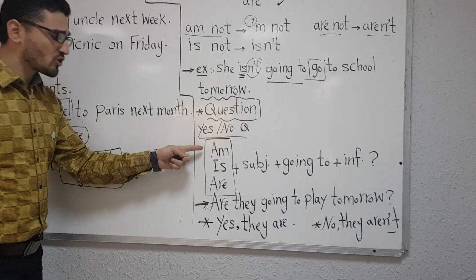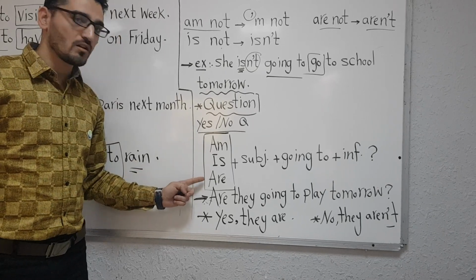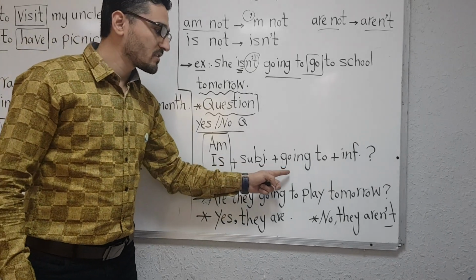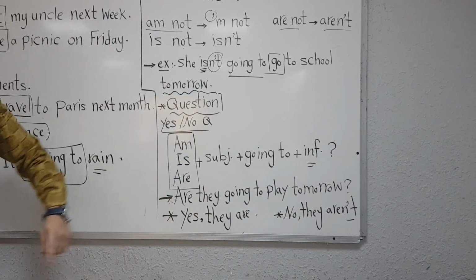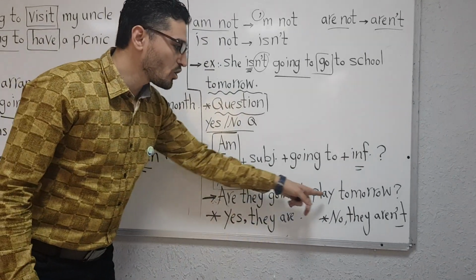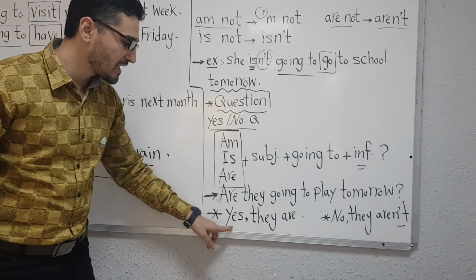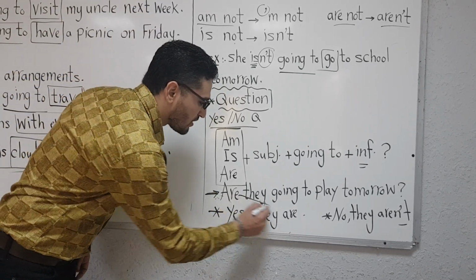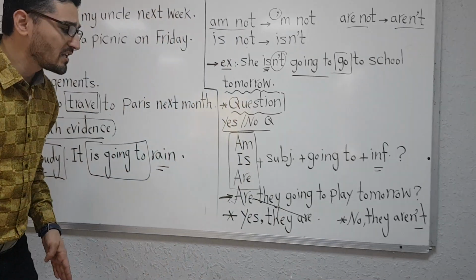In a yes or no question, you have to start your question using am, is, are, followed by the subject, then going to, and then the verb in infinitive. For example, when I say, are they going to play tomorrow? If your answer is yes, you have to say, yes, they are. If your answer is no, you have to say, no, they aren't.